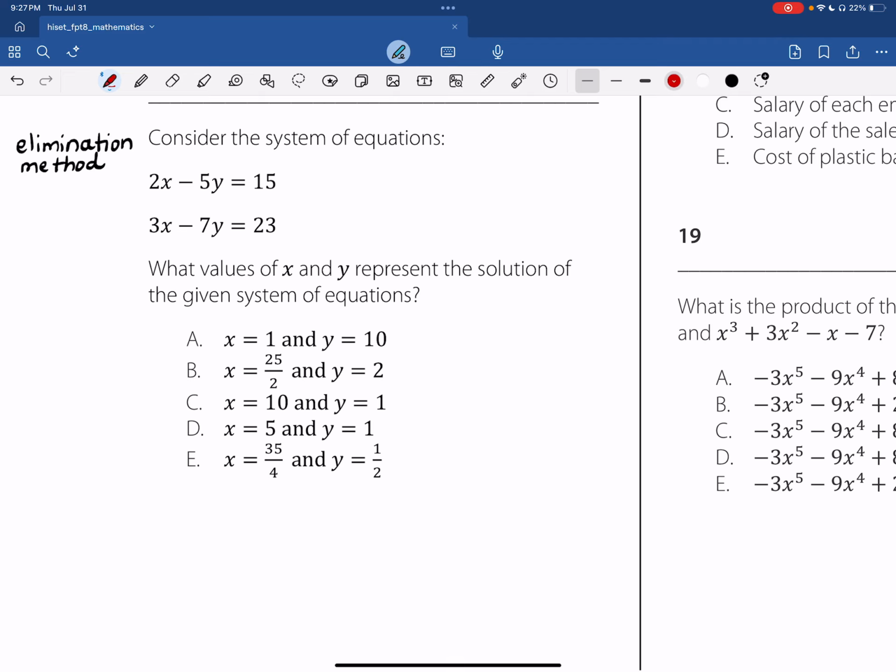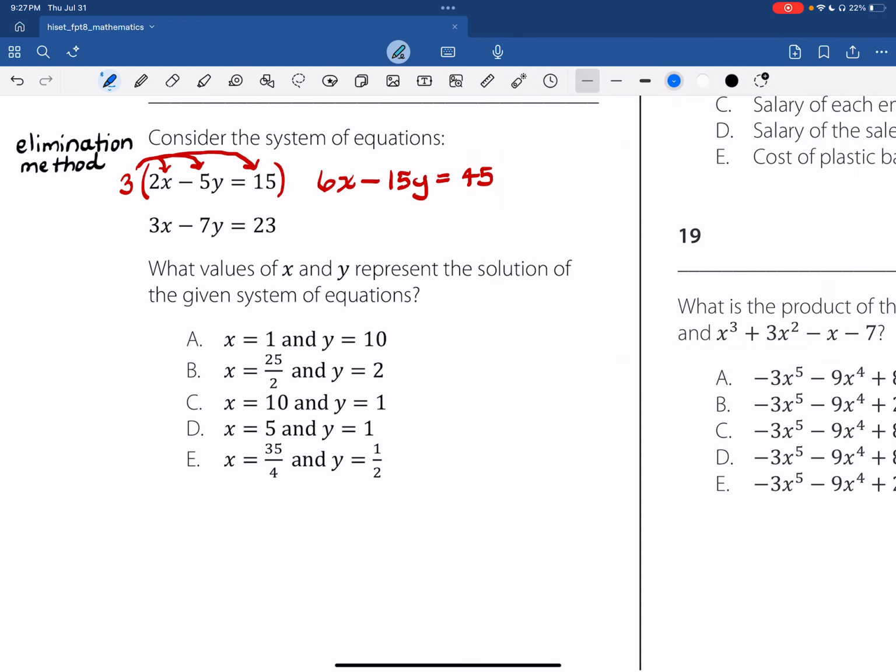So with this one, I want to get a 6x, so I'm going to need to multiply the whole equation by 3. Which means I have to do that by each term. So 3 times 2 is 6 with an x. 3 times 5 is 15 with a y. And 3 times 15 is 45.